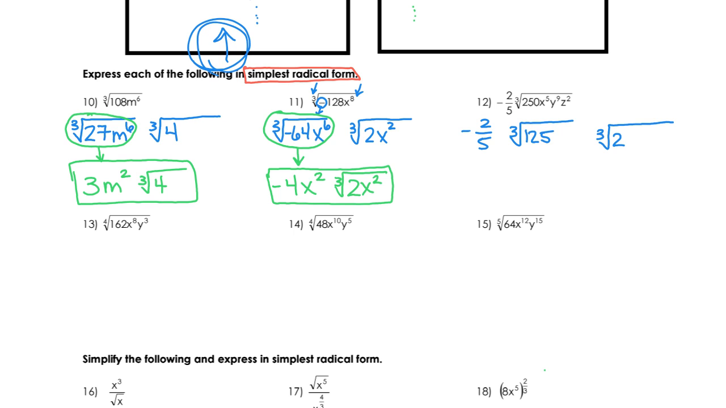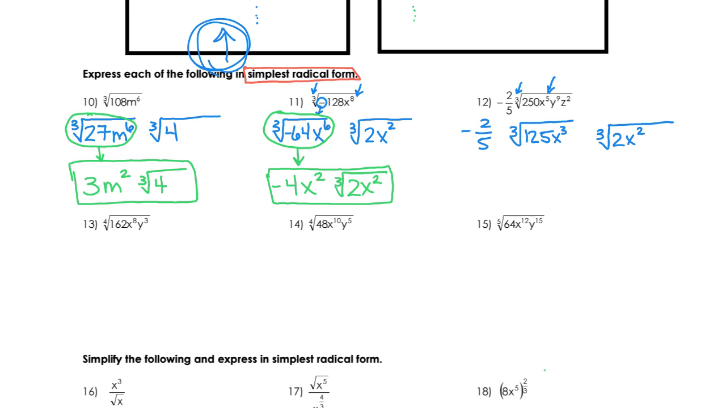Okay, now we're going to look at x to the 5th. And 5, our exponent, is not divisible by 3. So we're going to go to the next lowest, which is x to the 4th. And that's not divisible by 3. So then we're going to go x to the 3rd, and that is divisible by 3. So we're going to put x to the 3rd here, and the leftovers, which would be x squared, here.